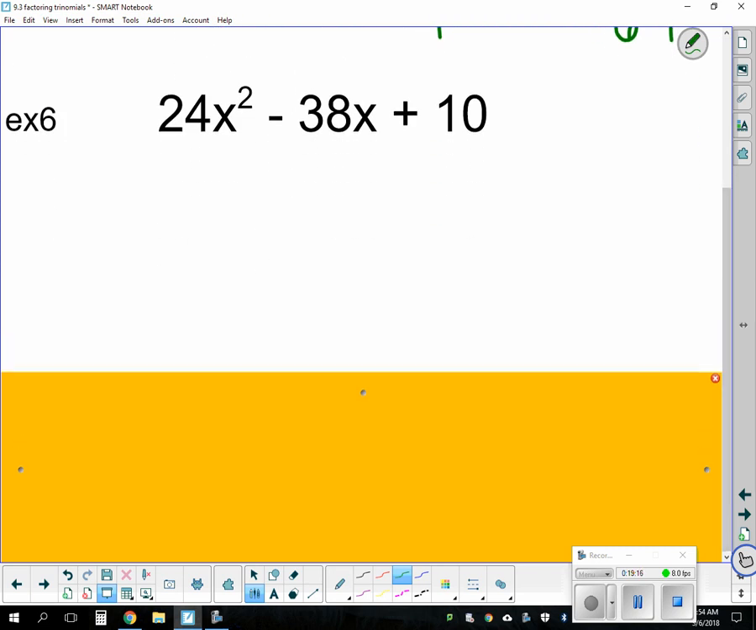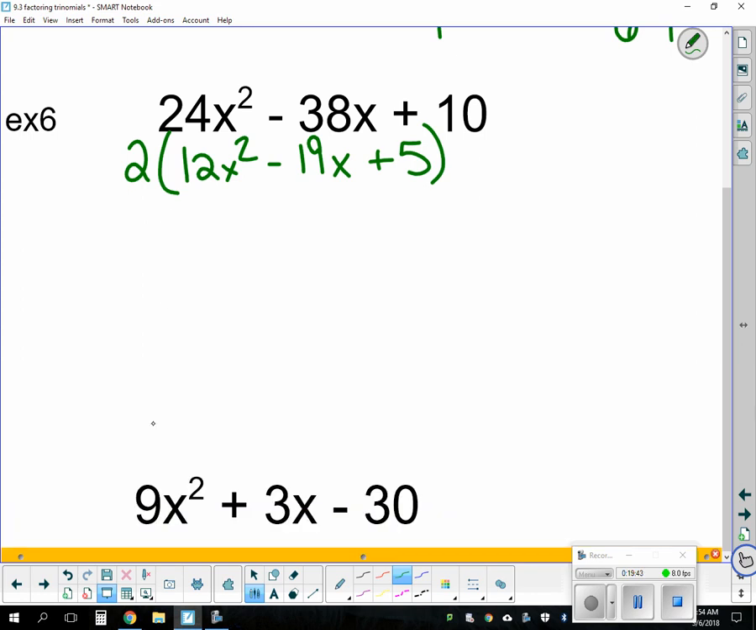All right, what do you start every factoring problem with? A GCF. Is there a GCF in all three terms? Hopefully you didn't just quickly say no. Hopefully you're actually looking, because yes, there is on this one. What can you divide each of these by? 2. So I'm going to factor out a 2. 12x squared minus 19x plus 5 is what is left.